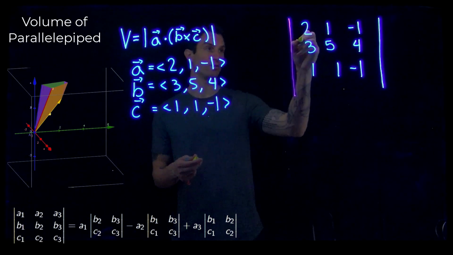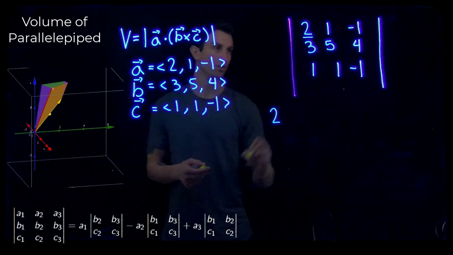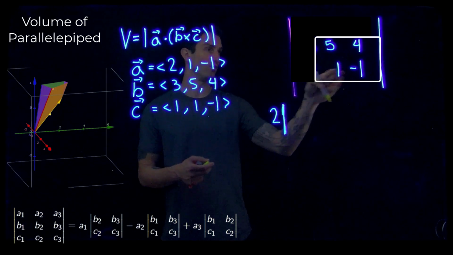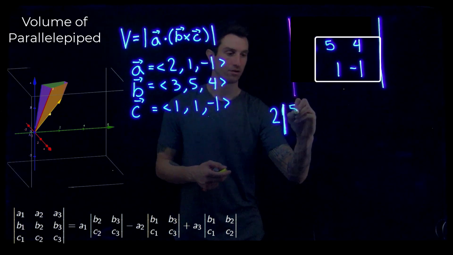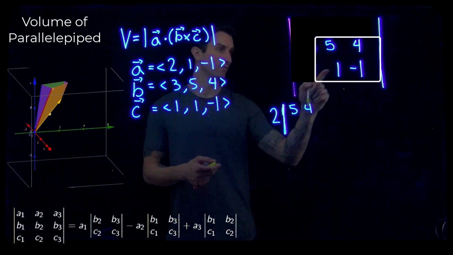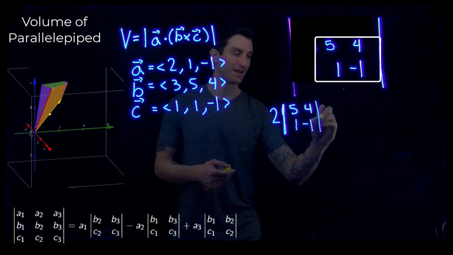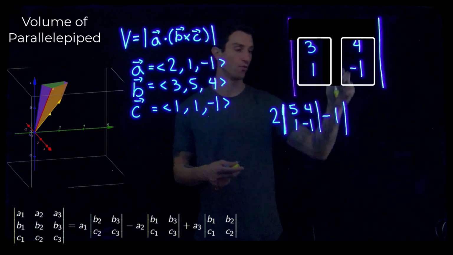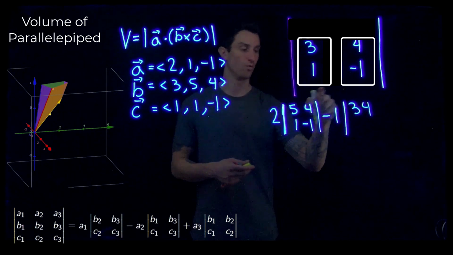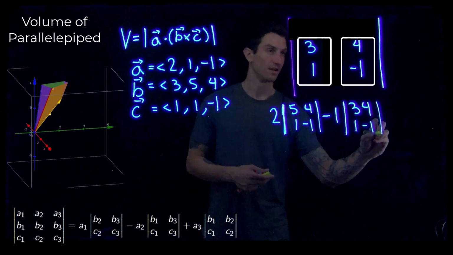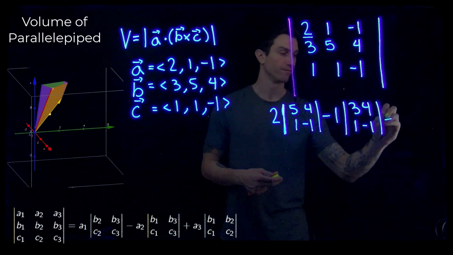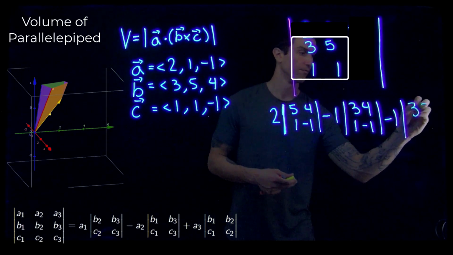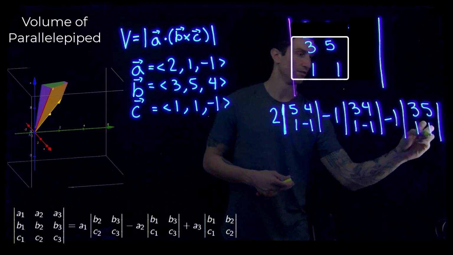So our first case, normally we'd write I, but we're going to use 2 here. So 2, and now we'll write the determinant still. We won't skip that step. We are blocking out column 1, so 5, 4, 1, -1. And again, as you get better at these, you can skip ahead in the video. Minus, now we're on to 1, and now blocking out column 2, 3, 4, 1, -1, and we have a -1, and lastly blocking out column 3, we'll have 3, 5, 1, 1. And we squeezed it in there. Perfect.